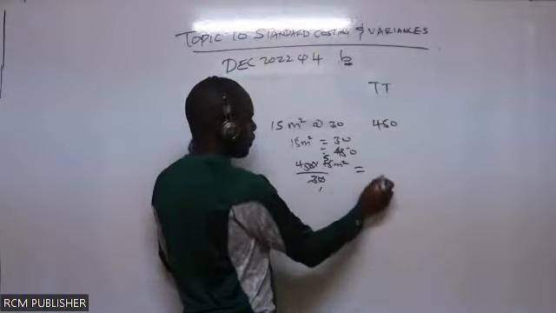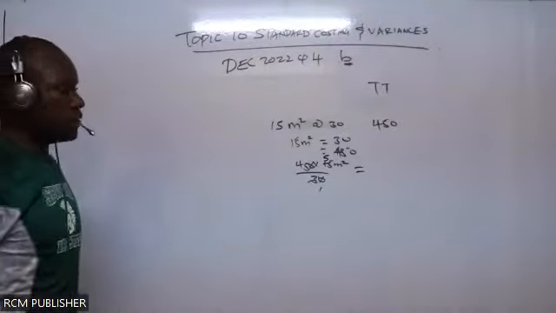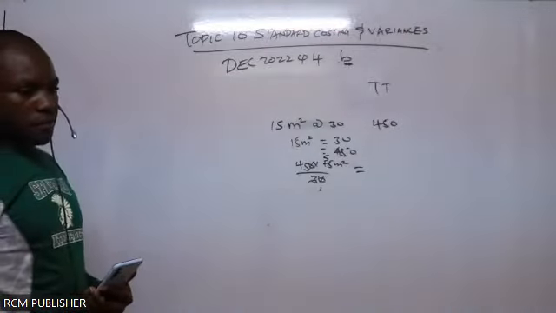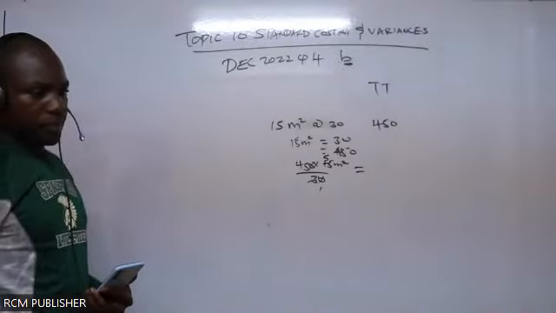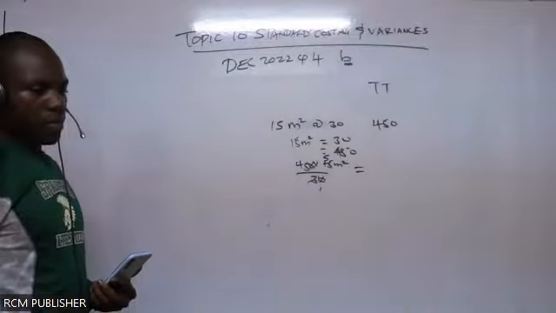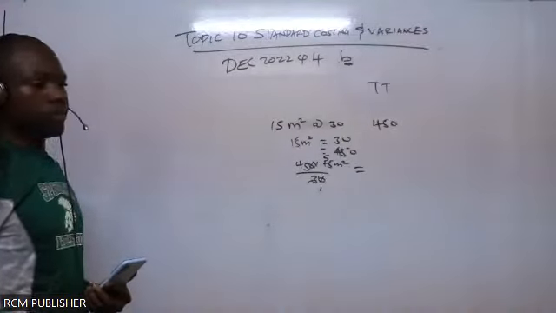So 45 by 5, what am I going to have? Is it 135?